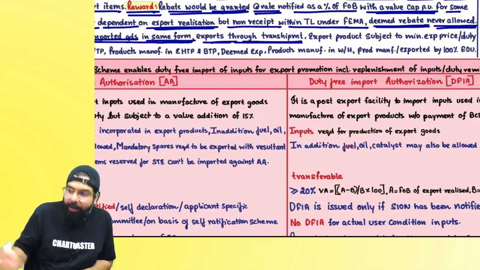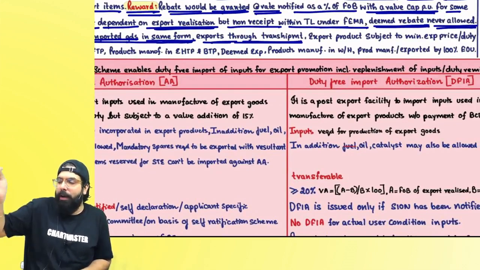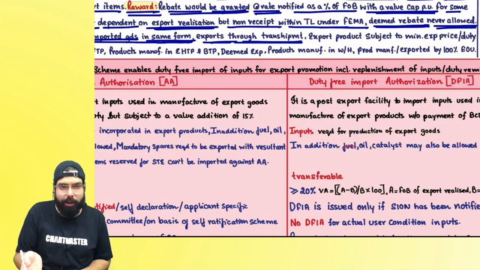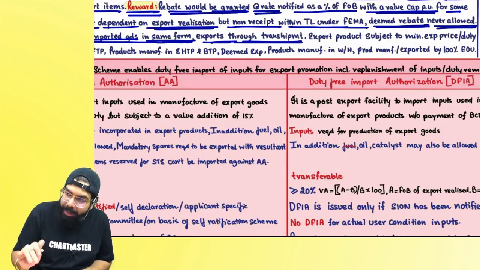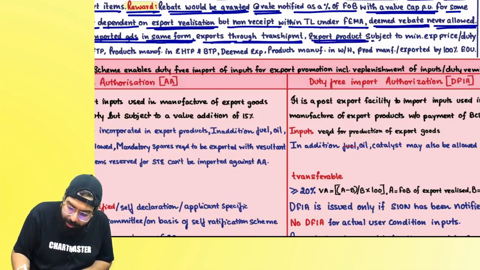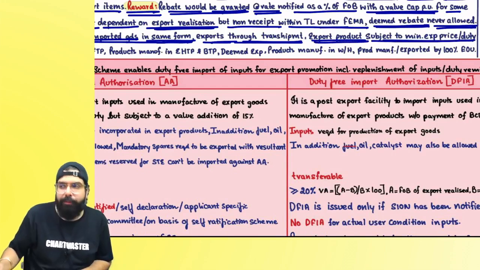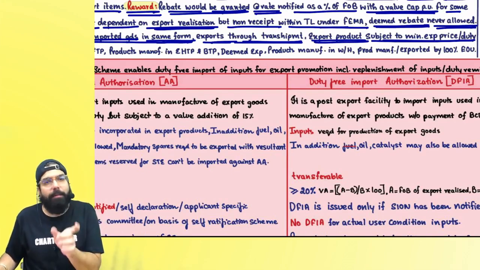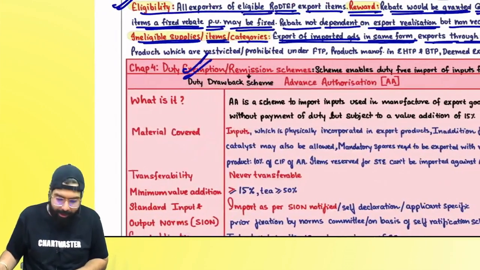Export through transshipment. I got goods from outside India in one ship, unloaded them in another ship and exported. They will not give you RoDTEP, nothing. Make in India. Think always Make in India. Export product subject to minimum export price or duty. If there is an export product on which a minimum export price is fixed, for those products the RoDTEP scheme will not be given.